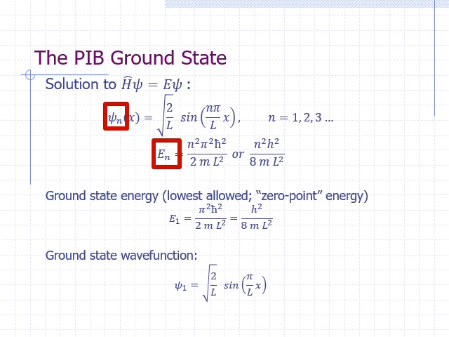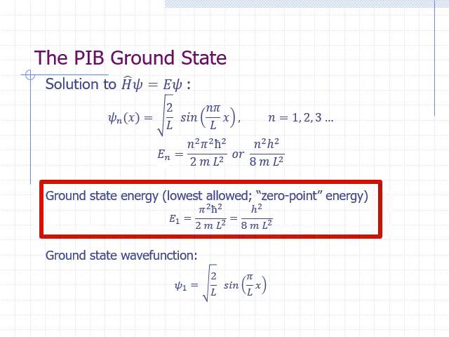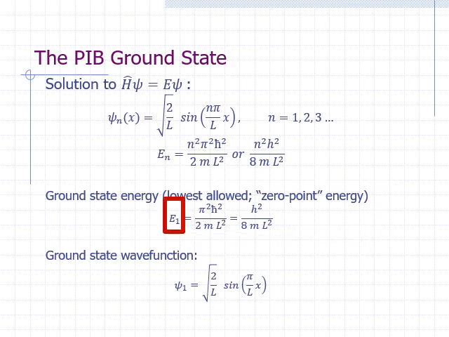We say that each allowed value of n represents a quantum state of the system that is described by psi sub n. The quantum state with the lowest energy is called the ground state. So the term ground state energy refers to the lowest allowed energy of the system. The lowest value for E is when quantum number n is equal to 1. So the ground state energy is E sub 1.